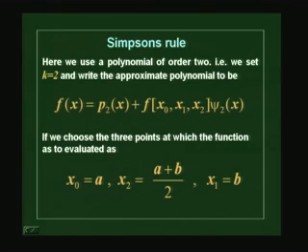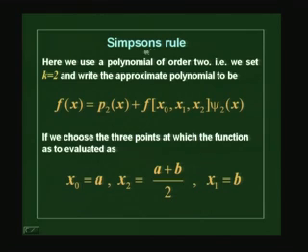Okay. So, we say f of x is p2 of x plus f of x0, x1, x2, psi 2 of x. So, now this error term will be an order 3 polynomial, and p2 is an order 2 polynomial here. So, we now need to tabulate the function at 3 different values. Okay.